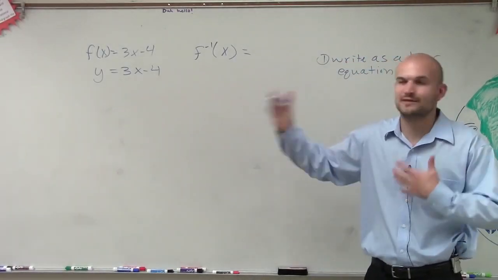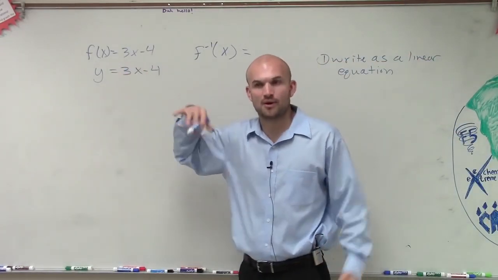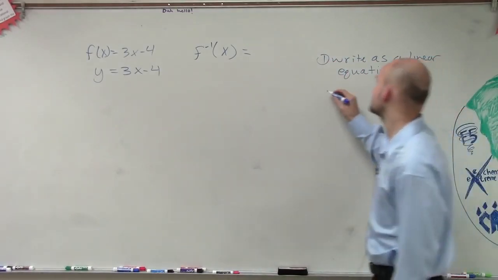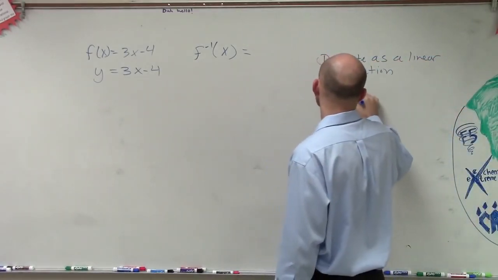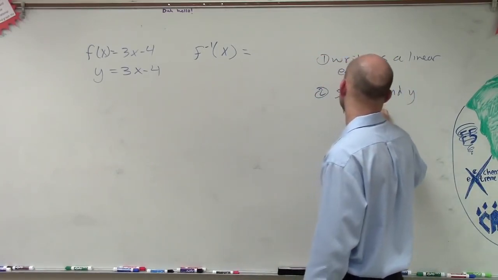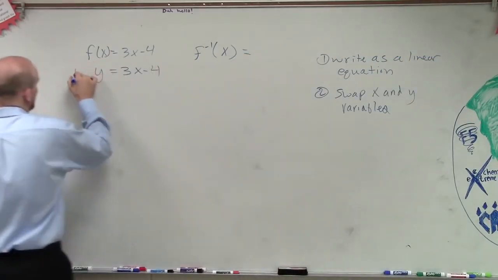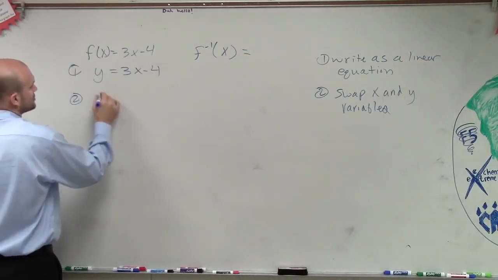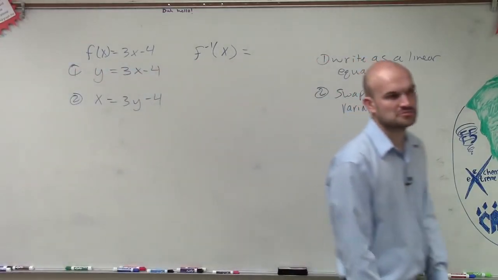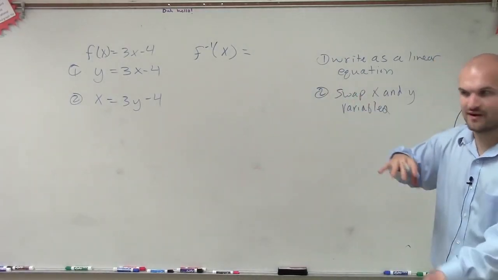Because we don't want to do mathematical operations with f of x, even though f of x and y are both your output values if you were to graph it. But we want to deal with y, because step number 2 says to swap your x and y variables. So now we'll swap x and y. So this was step 1. Step 2, you just swap x and y. OK, so just follow the step. Set as a linear equation, swap variables.